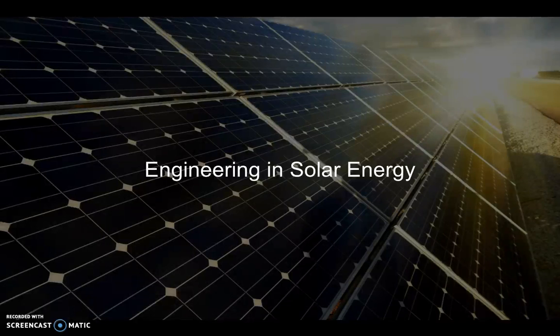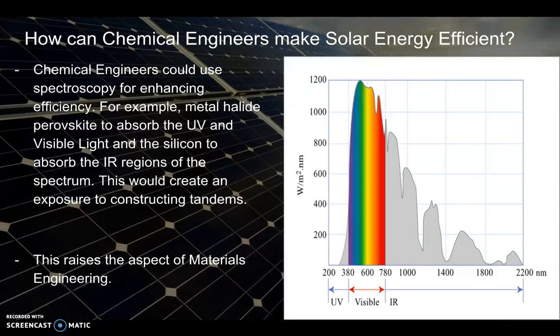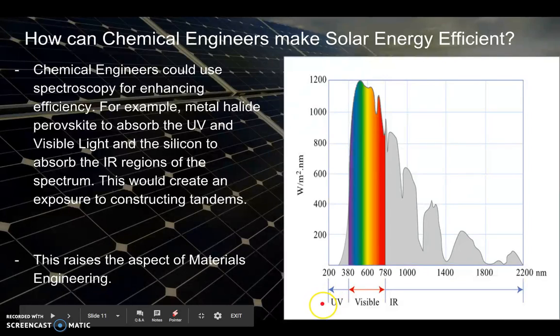Therefore, a solution would be engineering, of which chemical engineering is one of the biggest booming aspects, where chemical engineers, as we know, are involved in constructing large-scale mechanisms from small-scale chemical reactions. For example, we see in the field of solar energy that combining dye molecules and titanium dioxide helps absorb sunlight better, and creating such materials takes into account the spectroscopic properties of certain materials, where we can create tandems, or multiple materials fused together, in order to absorb wavelengths of light from UV to IR.